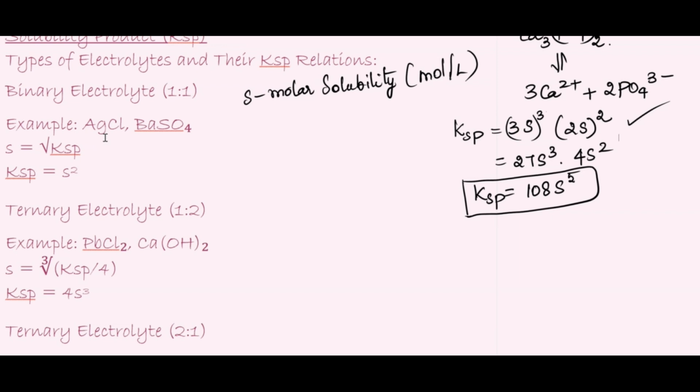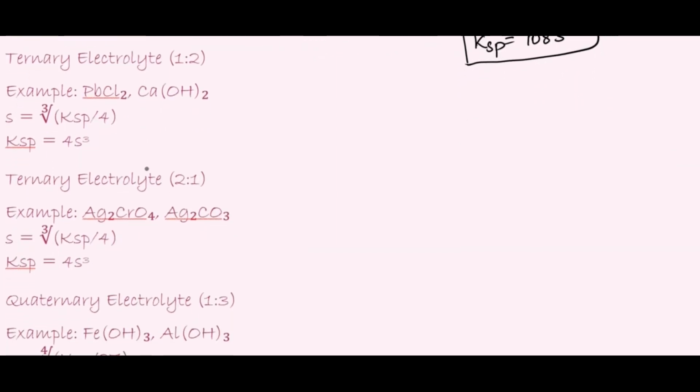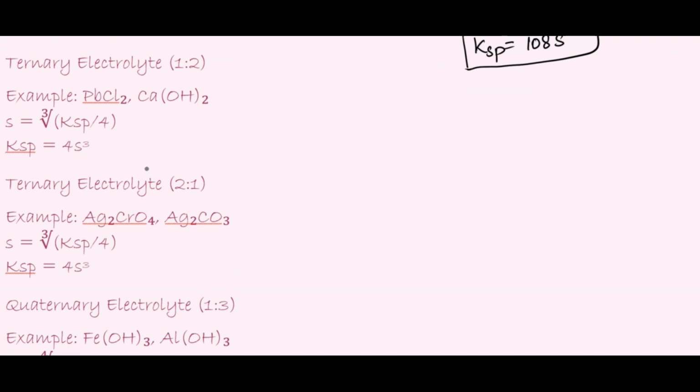Here you can see AgCl, 1 Ag plus and 1 Cl minus. Okay, BaSO4. Although the charges are 2 plus and 2 minus, here 1 Ba stands for 1 SO4. Okay, that is in 1:1 ratio. So you can find the KSP value by using the formula KSP is equal to S square. Similarly, for ternary electrolyte, 1:2 ratio or 2:1 ratio, in that case, KSP equals 4S cube.